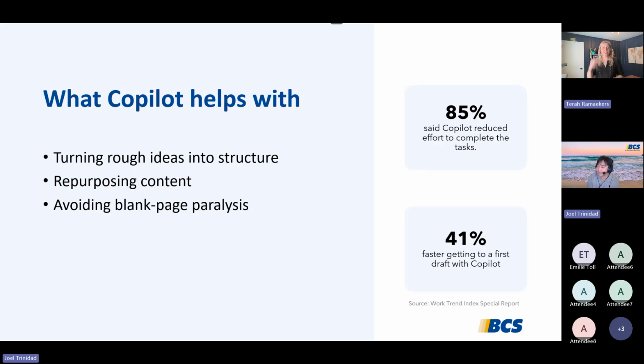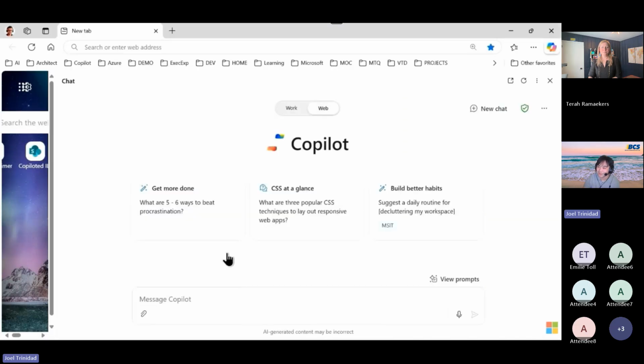Yeah, get the wheels turning. Exactly, get the wheels somewhere turning. Sometimes it does help to have an assistant at your side that's giving you ideas, giving you suggestions, writing up first passes of things for you to take a look at, right? You can see a lot of people think that Copilot reduces the effort to complete their tasks because they have that assistant by their side. 41% of people say it's faster getting to a first draft with Copilot, and I've found similar results in my own work.